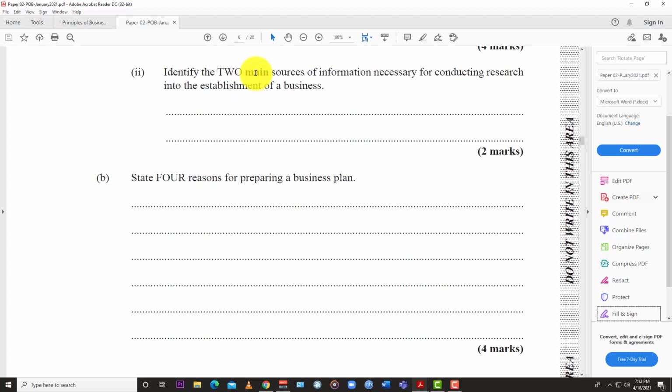Number 2A, part 2. Identify the 2 main sources of information necessary for conducting research into the establishment of a business. And of course, the 2 main sources of information would be your primary research and your secondary research.